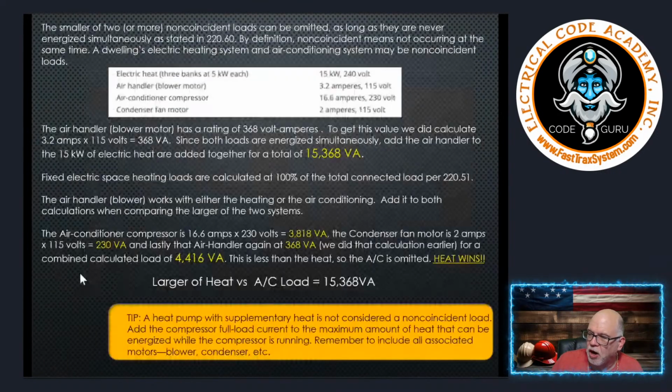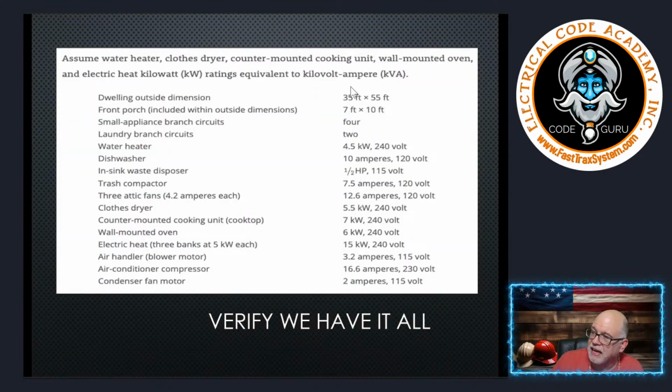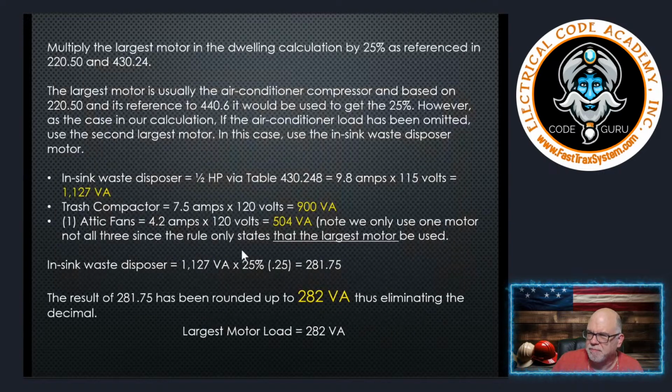All right, so in our case, we've pretty much got all of our values. We've got everything that we see here. But we're not done yet. This is the one that confuses a lot of people. We have one more step. We have to find the largest motor. Now, this is interesting because so many people get confused by this, and they go, Paul, where does it say in the code to take the largest motor at 125%? You've got to bear with me here and follow me.